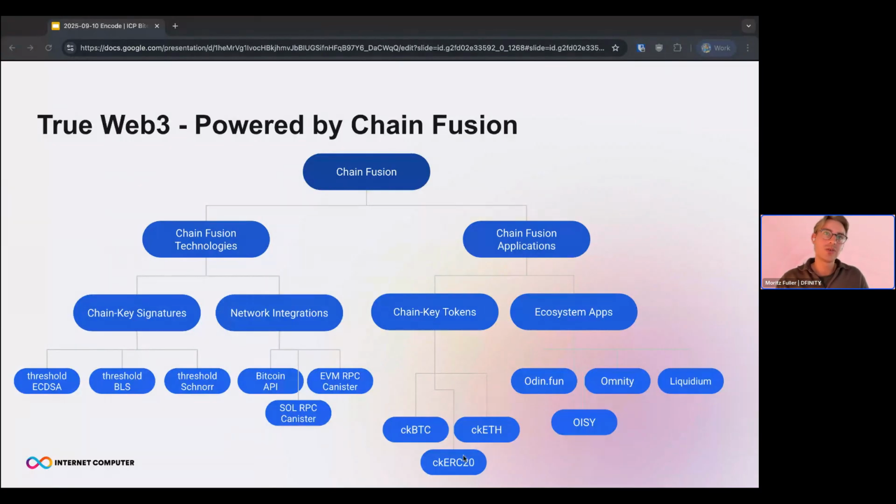But today you can see this like a tree. So we have the technologies, we have the applications, but today we are only focusing on those parts of this tree. So on the chain key signatures that we heard on the previous slide, to be precise, threshold ECDSA and threshold Schnorr, then on network integrations, in this case, the Bitcoin API, and then a bit on chain key tokens, which are basically synthetic twin tokens that are built using chain fusion.